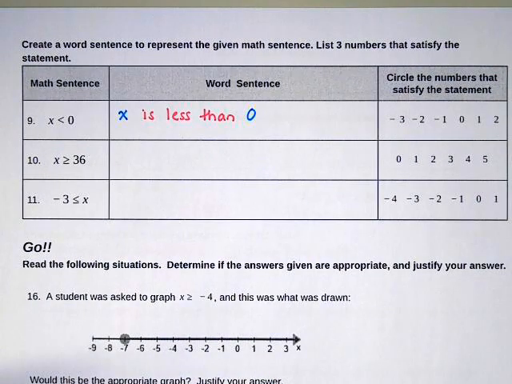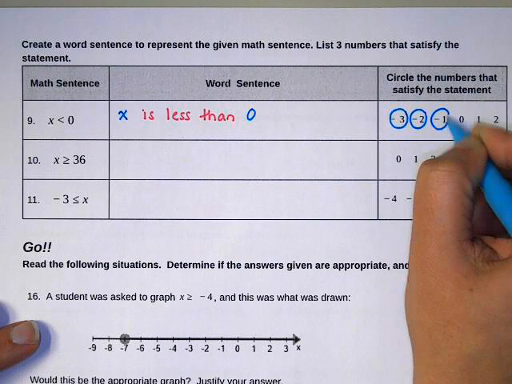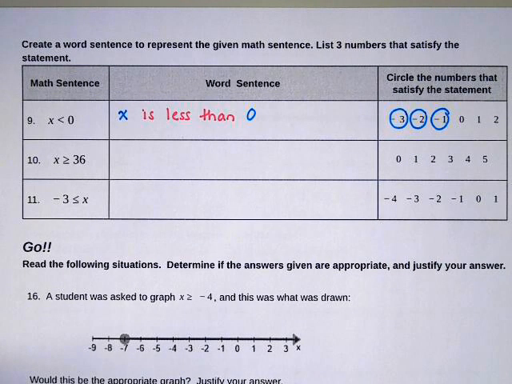Again, the numbers that satisfy this would be -3, -2, -1, and then not the 0 because we don't have a less than or equal to.